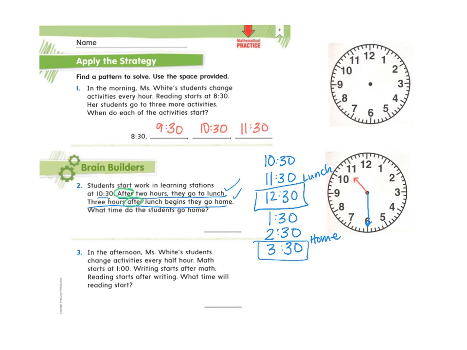Check. So let's see. This is another thing. So if you look at 10:30, 11:30, 12:30, it looks like maybe we're adding 3 hours, but that's not what's happening. From 10:30 to 11:30 is an hour. From 11:30 to 12:30 is an hour. Okay, so that's our 2 hours until lunch. And then after lunch, we have an hour to go, and then another hour, and then another hour until we get to go home. So here's our 3 hours after lunch. Here's our 2 hours before lunch. So what time do they go home? 3:30.